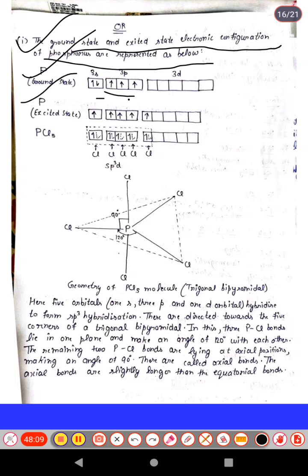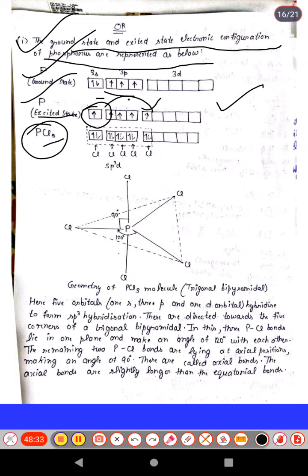In the excited state of phosphorus, 1 electron from the 3s orbital is excited to the d orbital, as the d orbitals are available, so there is a formation of 5 unpaired electrons. Due to the 5 unpaired electrons in PCl5, the 5 Cl atoms have a tendency to overlap with the 5 unpaired phosphorus electrons to form the PCl5 structure, and it forms sp3d hybridization.